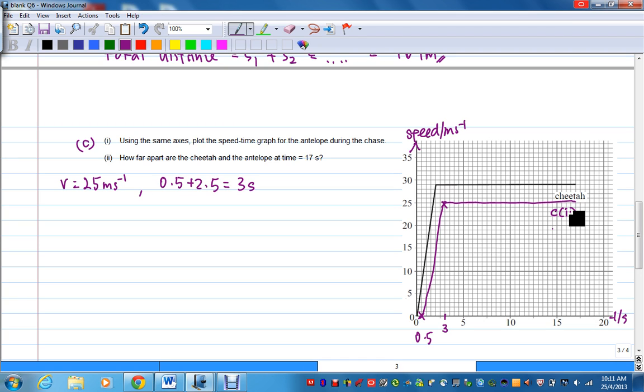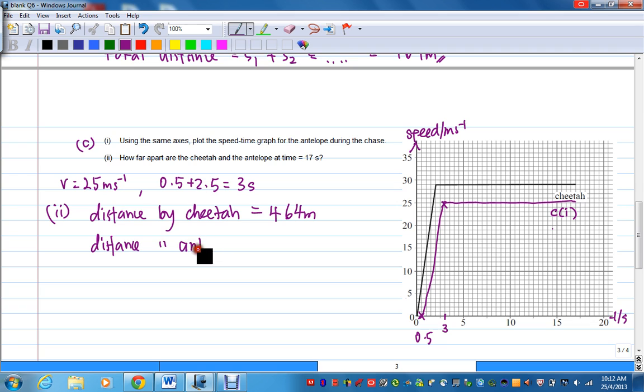Next, part 2. How far apart are the cheetah and the antelope at t equals 15 seconds? So in part 2, I want to find the difference in the distance between the two. The distance covered by the cheetah, I already worked out in part B, so I don't have to calculate again. That will be 464 meters. What I need to calculate now is the distance traveled by the antelope.